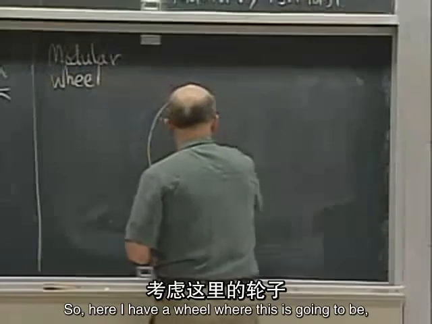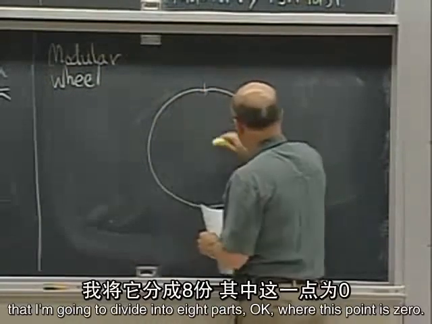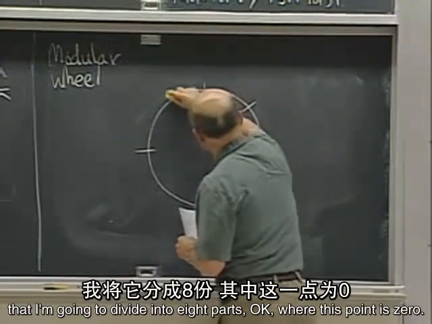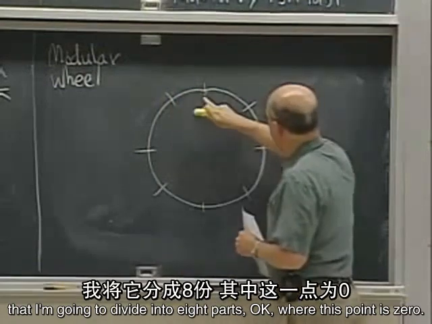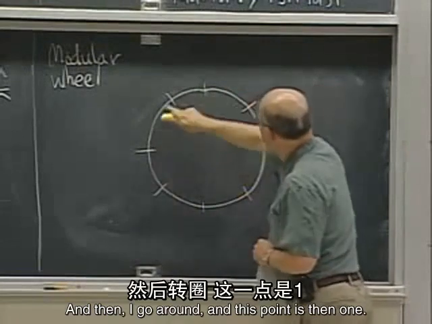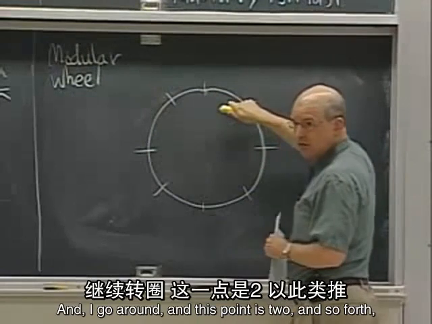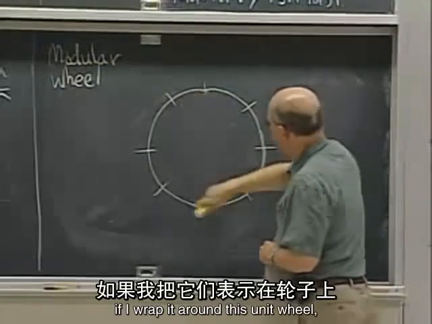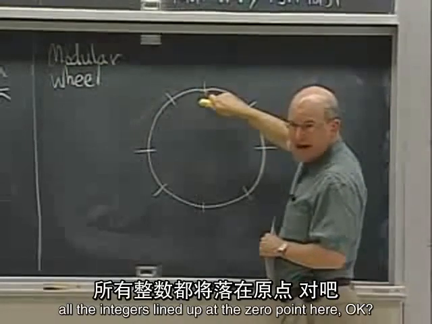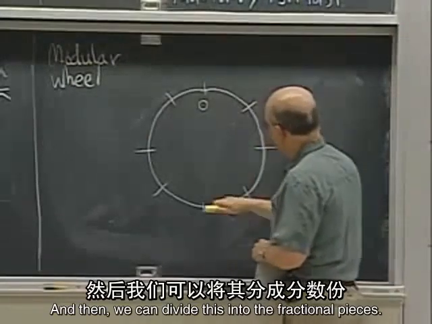So here I have a wheel that I'm going to divide into 8 parts, where this point is 0, and then I go around, and this point is then 1, and I go around, and this point is 2, and so forth. So that if I wrap all the integers around this unit wheel, they all line up at the 0 point here. And then we can divide this into the fractional pieces.